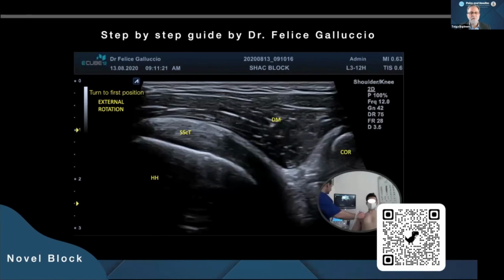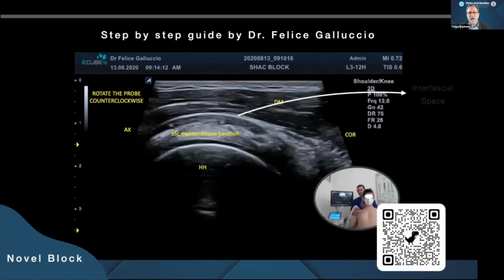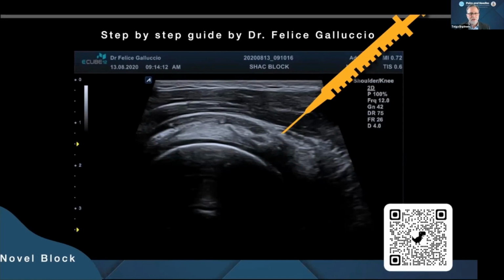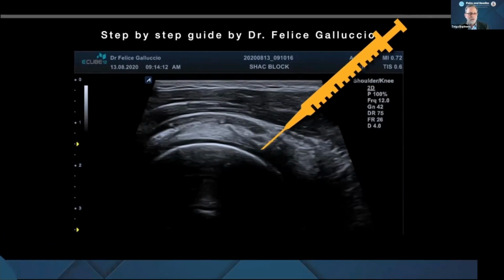If you would like to perform this shoulder block with a suprascapular nerve block, change your position, get behind the patient and turn the transducer to the first position, and you can start your injection with the first interfascial space to reach the axillary nerve, and going down, you can reach the pericapsular space to reach all the terminal articular branches.